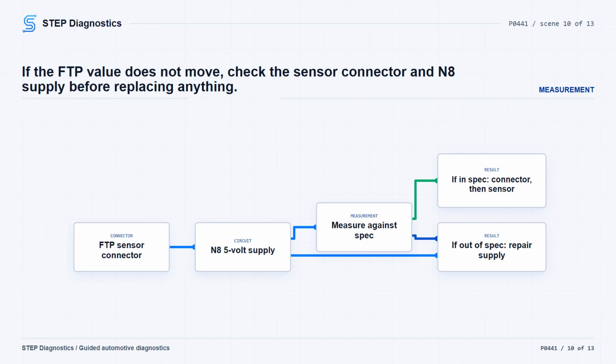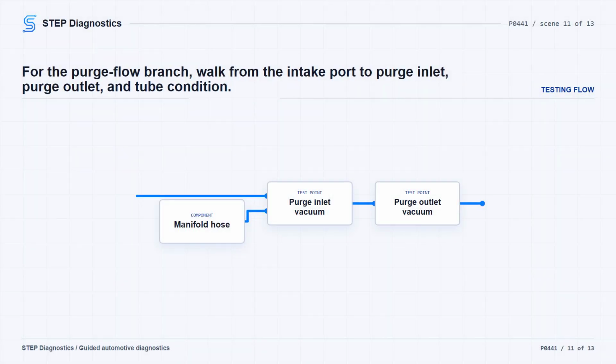A lost 5-volt supply can leave the sensor signal stuck mid-range, which can make the PCM think tank pressure is not changing during purge. For the branch where purge flow or the purge solenoid side is suspect, start at the intake manifold vacuum port. Remove the manifold hose vacuum line at the intake manifold and inspect inside the port for restriction or blockage from flashing or carbon buildup. If the port is restricted, repair that restriction and rerun the forced monitor. If the port is clear, reinstall the manifold hose at the intake manifold.